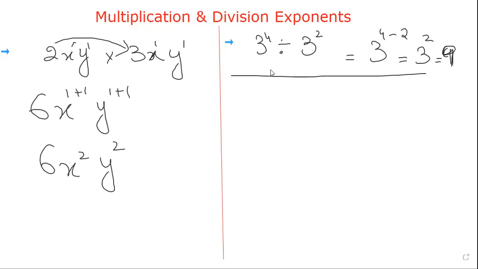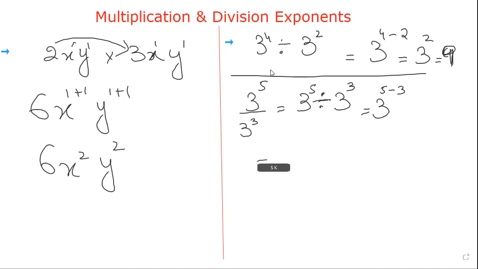Now let's see another example. Let's suppose this time my exponent is written as 3 to the power 5 over 3 to the power 3. It's actually in a division form as well, but they write it in a fraction form just to confuse you, so you don't need to worry about it. Just simply write it in a division form: 3 to the power 5 divided by 3 to the power 3. Now there's a division sign, so the powers are going to subtract from each other. So I'm left with 3 to the power 2, which is actually equal to 9.